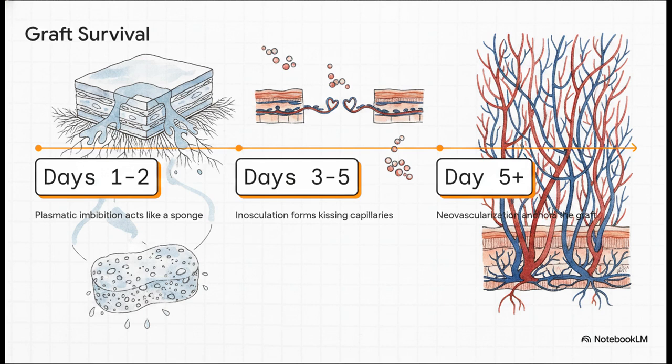For those first critical 48 hours, the graft survives through plasmatic imbibition. It's wild. It basically acts like a biological sponge, drawing up the host's plasma and nutrients right through a temporary fibrin network. Then, around days 3 to 5, we see inosculation, which is when those primitive connections, often playfully called kissing capillaries, start to form. And finally, true neovascularization kicks in from day 5 onwards.